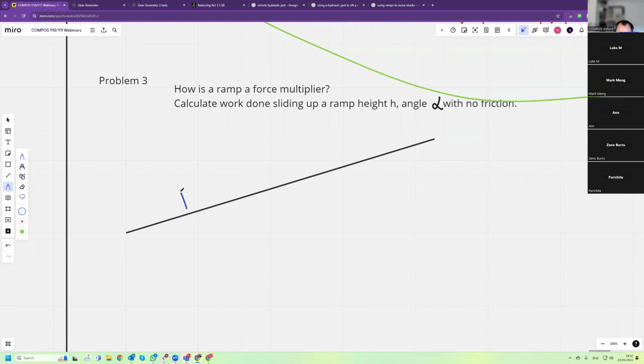So let's say we have a ramp and a block, and let's say for simplicity, there's no friction. Well, what are the forces on the block? Well, there's the gravity, mg. There's the normal reaction force. And that's it. Well, we need to push it. F is the force of pushing.